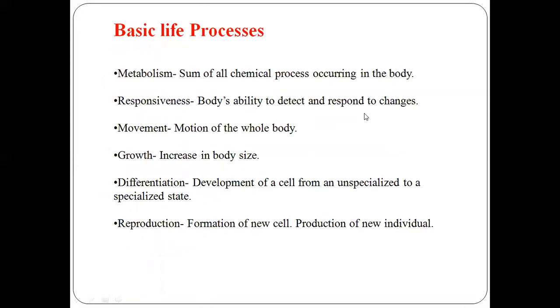So to begin with, we can say that certain processes distinguish organisms or living things from non-living things. Now, there are six most important life processes of the human body. The first one is metabolism. Metabolism is the sum of all the chemical processes that occur in the body.